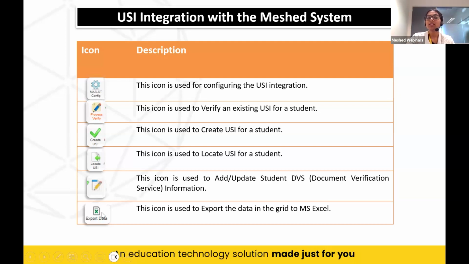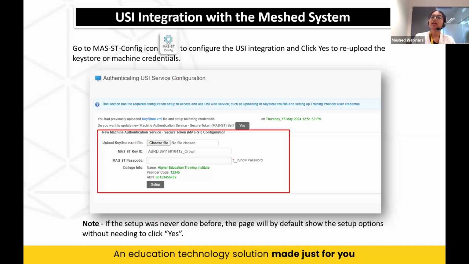And finally, we have the export data button, which allows you to export the data from the grid into MS Excel. So as we have understood the icons and have a brief look on them, now let's try and see where we can set up the configuration. So as I've mentioned in the previous slide, this is the icon where you will need to go in order to do the USI integration setup.